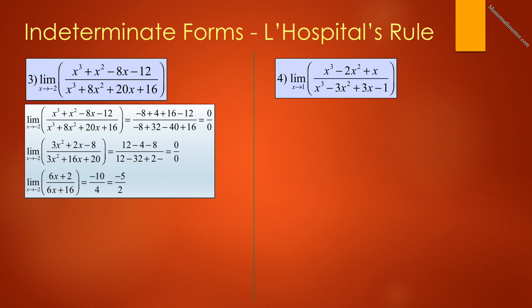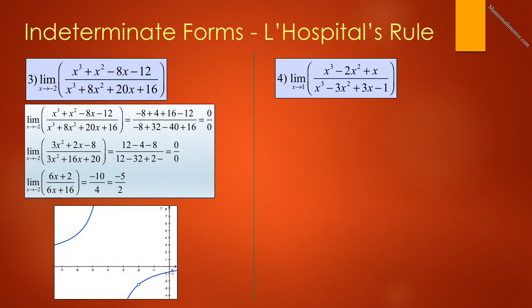Plug in negative 2 again, and again we get 0 over 0. So we apply L'Hospital's rule one more time. The limit as x approaches negative 2 of 6x plus 2 over 6x plus 16. Now we get negative 10 over 4, or negative 5/2. Here is graphic confirmation with the hole at the point negative 2, negative 5/2.